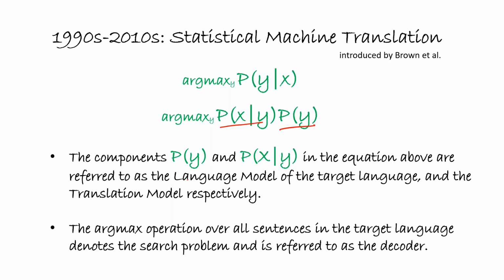The argmax operation over all sentences in the target language denotes the search problem and is referred to as the decoder. That's what we call a decoder in these types of techniques, let's say statistical machine translation. There is a decoder here as well, and we now came up with the deep learning model with encoder-decoder architecture. So that's a similar thing to what we have done before in SMT.